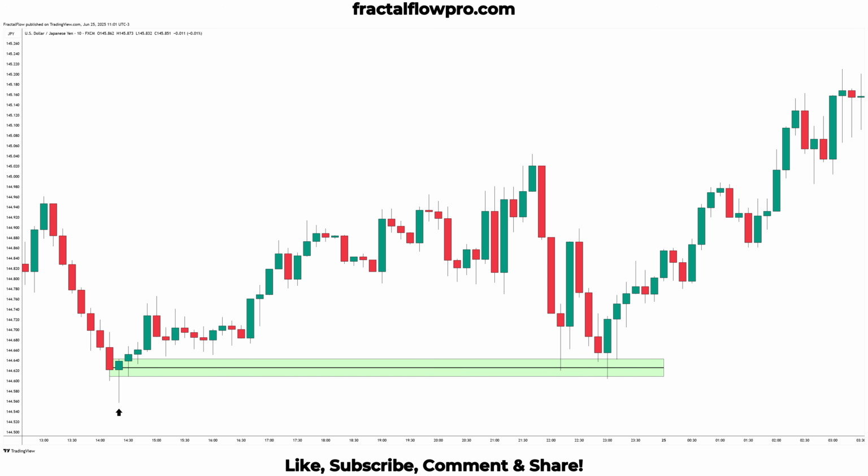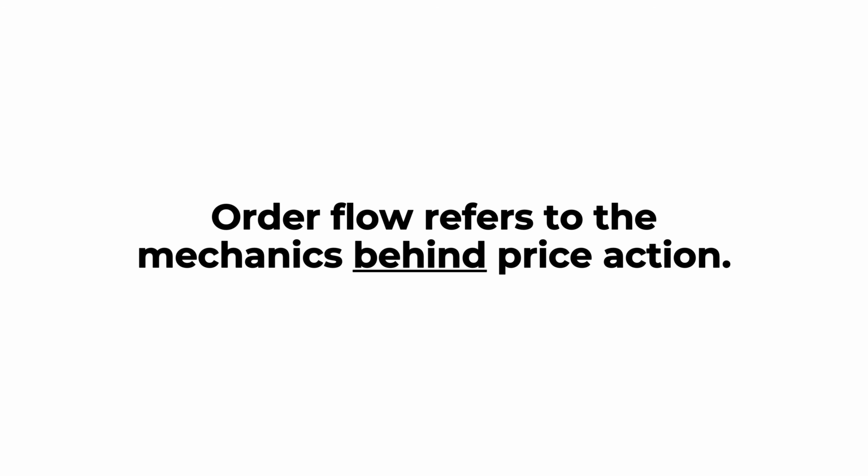Let's now move on to the supply and demand zones based on order flow. Order flow refers to the mechanics of how price action is formed. It's what happens behind the curtains of price action, so to speak. Some people think they can read order flow just by looking at price action, but that's incorrect. We need tools to see what price action cannot tell us.